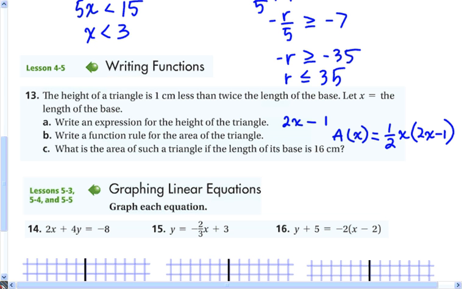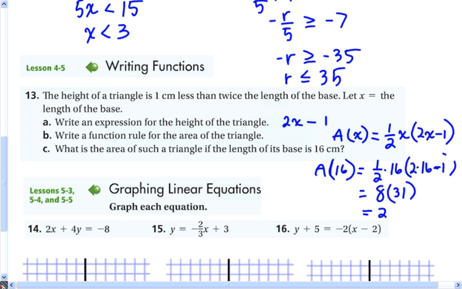And then what is the area of such a triangle if the length of the base is 16? In other words, we are finding the area as a function of the base, which is 16. And so we're going to do 1/2 times 16 times quantity 2 times 16 minus 1. And that's 8 times 2 times 16 is 32 minus 1 is 31. And I think that's 248.